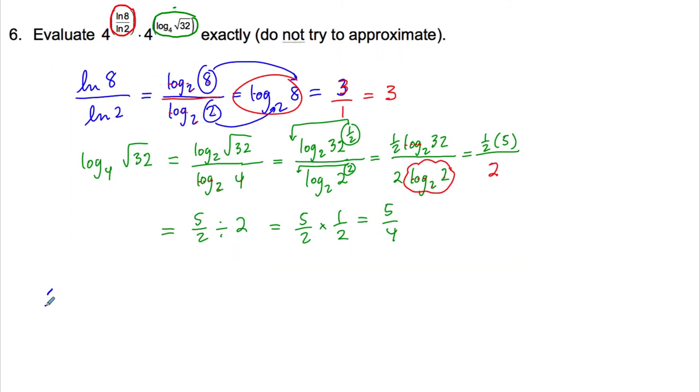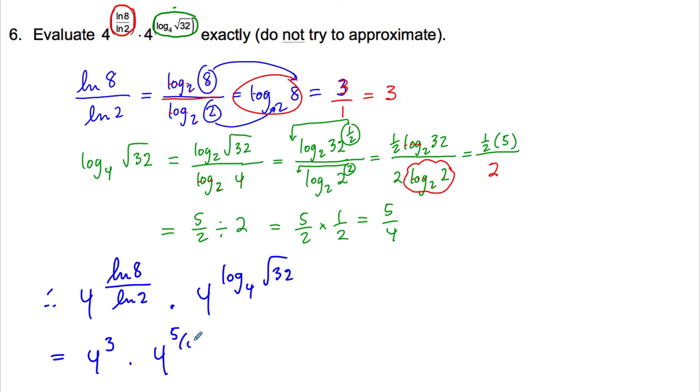So I'm going to say, therefore, 4 to the ln of 8 divided by ln of 2 times 4 to the log base 4 of square root of 32 is equal to 4 cubed times 4 to the 5/4. Now, a couple ways we could do this. We could keep the base and add the exponents, or we could simplify 4 to the 5/4.